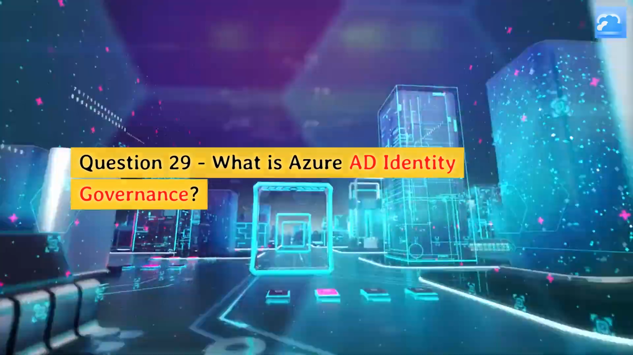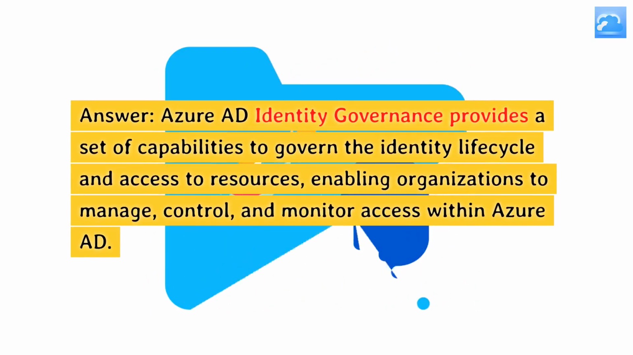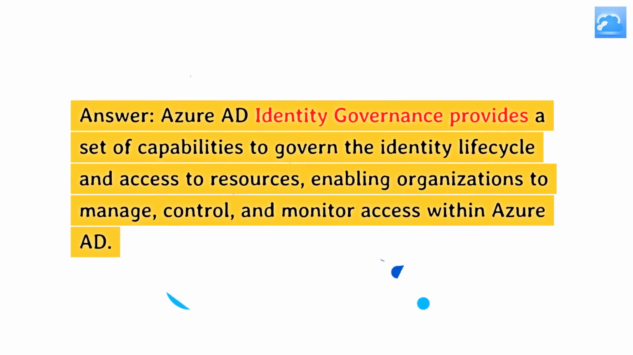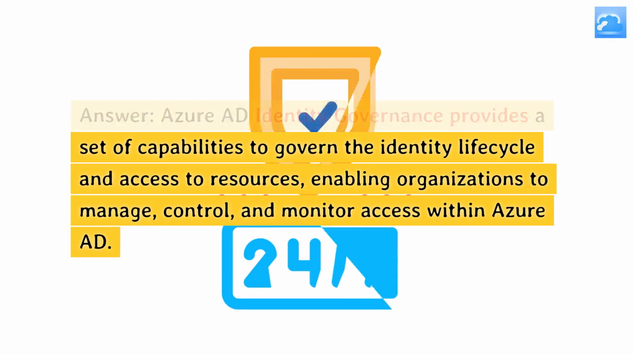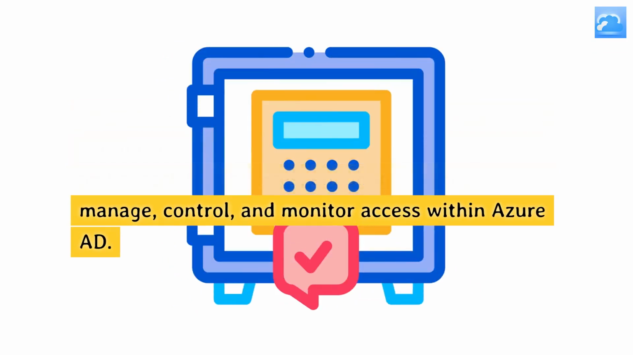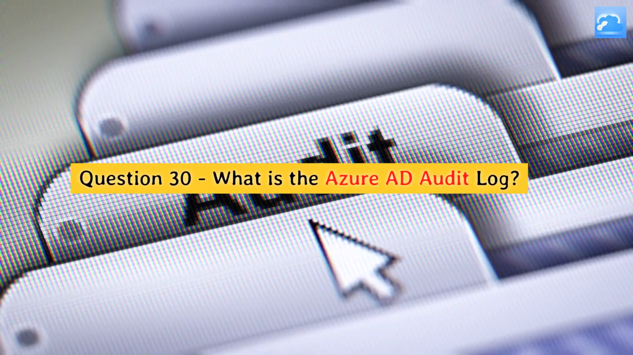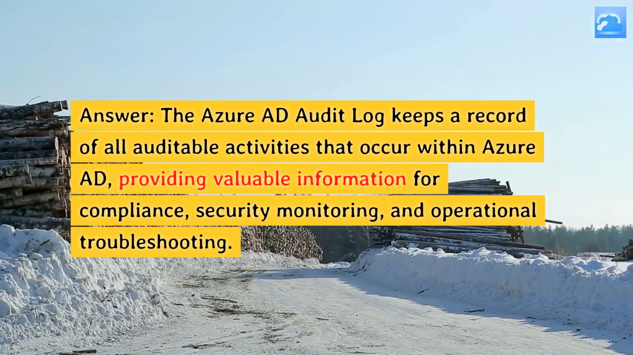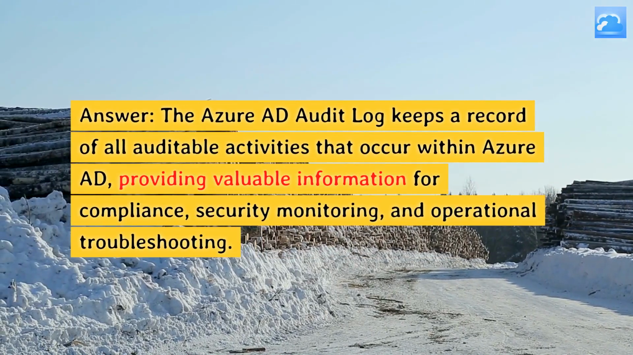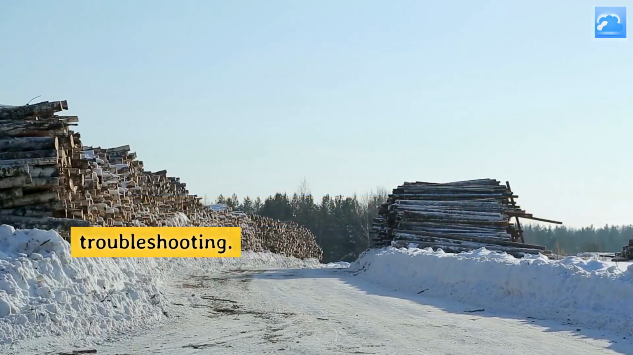Question 29. What is Azure AD Identity Governance? Answer: Azure AD Identity Governance provides a set of capabilities to govern the identity lifecycle and access to resources, enabling organizations to manage, control, and monitor access within Azure AD. Question 30. What is the Azure AD Audit Log? Answer: The Azure AD Audit Log keeps a record of all auditable activities that occur within Azure AD, providing valuable information for compliance, security monitoring, and operational troubleshooting.